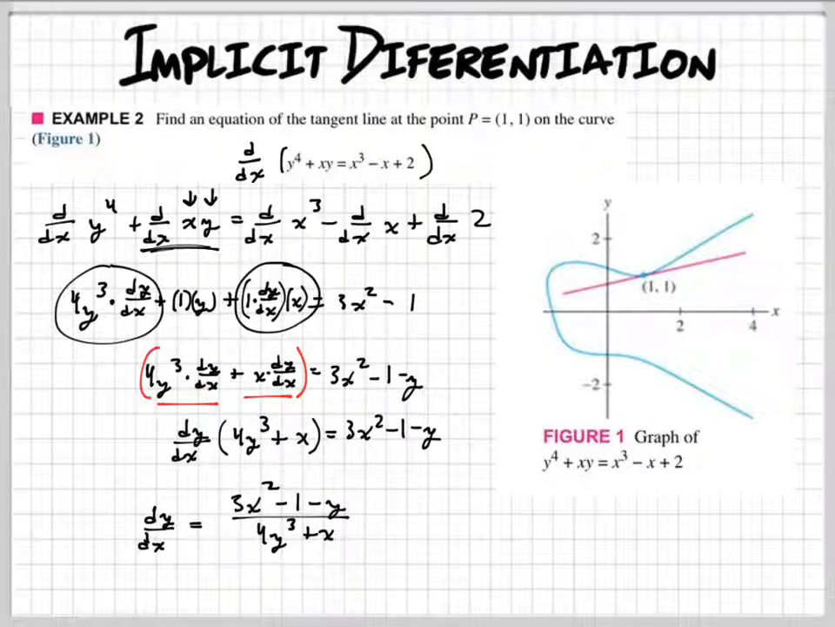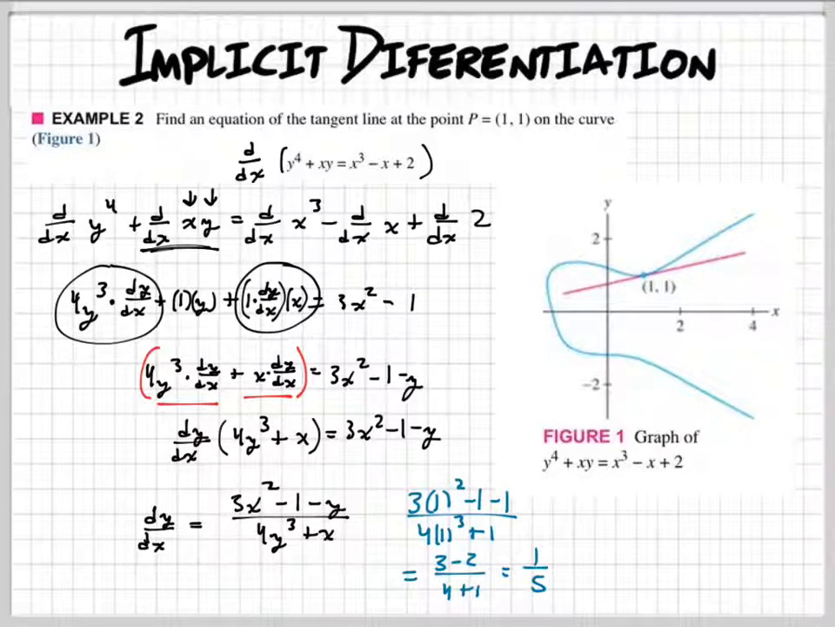So it's going to be 3 times 1 squared minus 1 minus 1. On the bottom we have 4 times 1 to the third plus 1. What does it simplify to? On the top I get 3 minus 2. On the bottom I get 4 plus 1, so I get 1 over 5. So this is our slope.